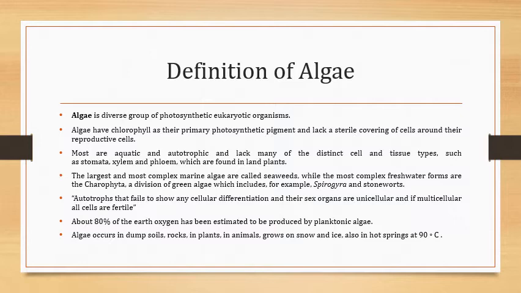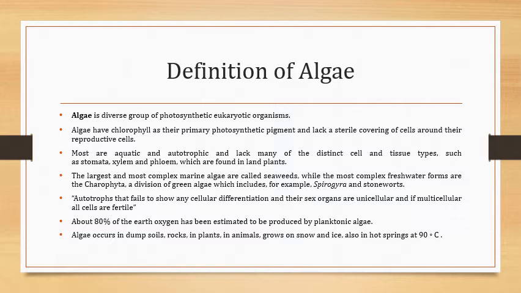We can define algae in a nutshell: autotrophs that fail to show any cellular differentiation, and their sex organs are unicellular, and if multicellular, all cells are sterile. They are the primary producers. About 80% of the earth's oxygen has been estimated to be produced by planktonic algae. Not only oxygen, they also produce organic matter in a huge amount.